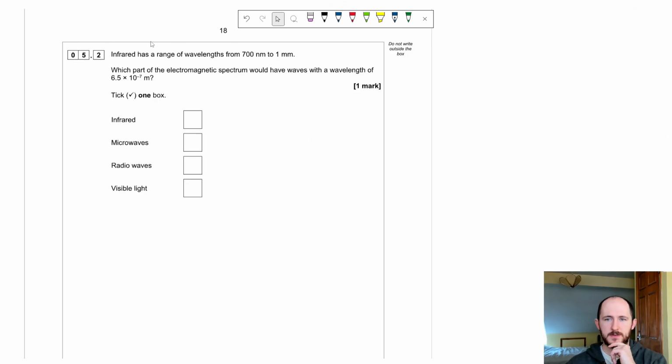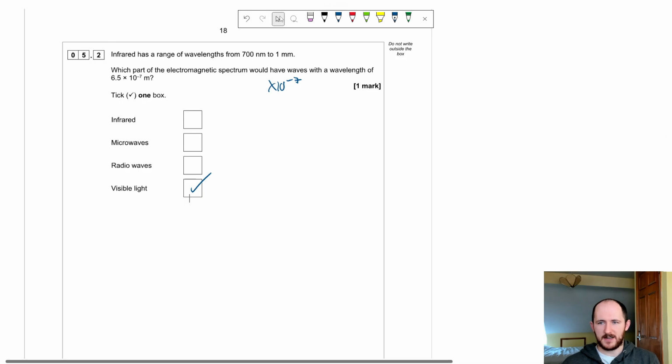This is the bit that a lot of students have trouble with. Infrared has wavelengths from 700 nanometers to 1 millimeter, so 1,000 nanometers basically. Which parts of the electromagnetic spectrum would have waves with a wavelength of 6.5 times 10 to the minus 7? Pretty much anything with times 10 to the minus 7 is visible light.